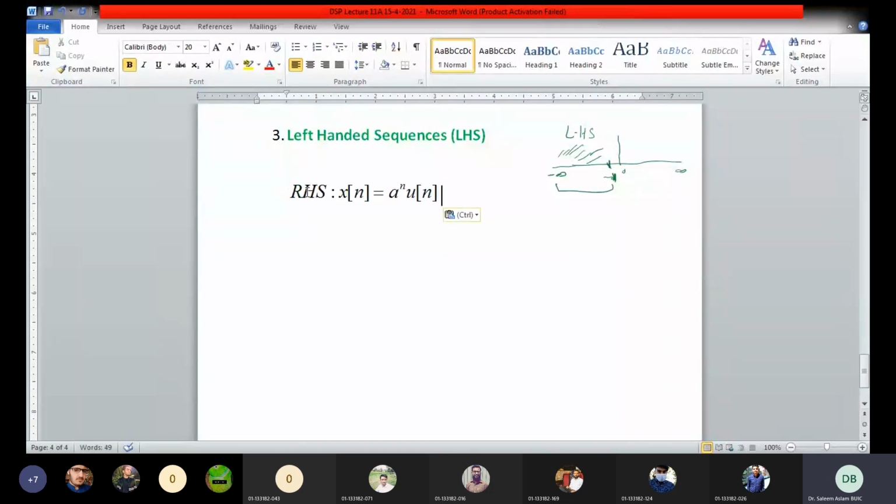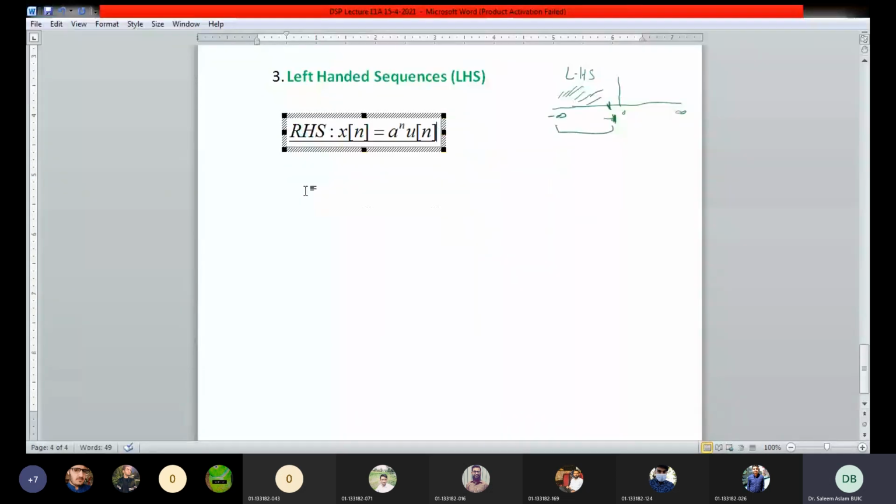So your left-handed sequence, LHS, is x of n equals minus a to the power n, u of minus n minus 1. It is our left-handed sequence.